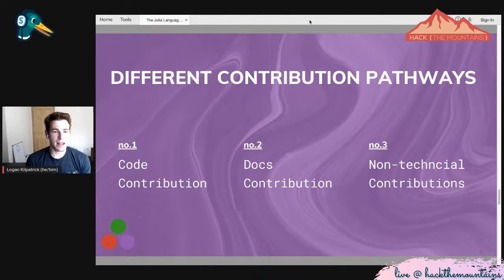And I might be biased because I spent a lot of time doing non-technical contributions. But I think these are super important as well, just because you need to get the language in front of folks so that they know what it is, know what some of these resources are, and know how they can contribute and get involved. So I think this is such an important opportunity.